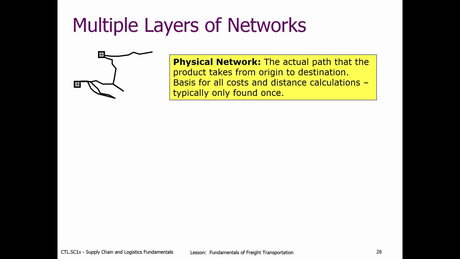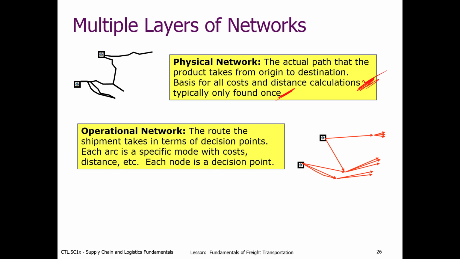So again, the physical network is the actual path that the product moves, and this is the basis for all cost and distances. Whenever we want to know a distance between, say, Boston and Atlanta, I can look that up on a map or use some kind of service. It's typically found once and then updated, right? Because it doesn't change that often. New highways don't suddenly appear. But if they do, then that's where you need to update this physical network, because this is where we take the raw calculations, cost and distance.